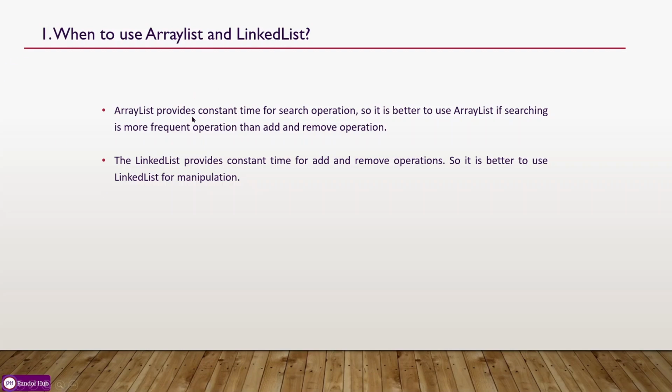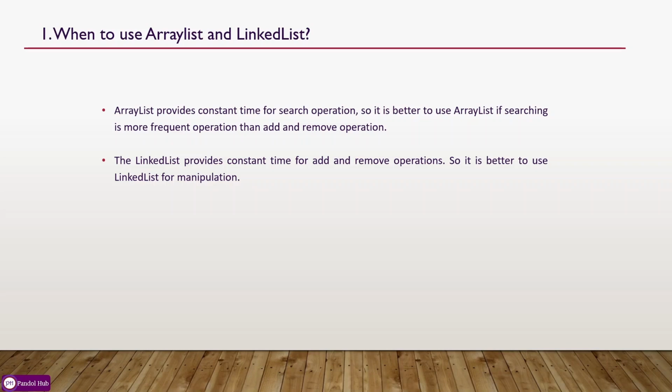Array list provides constant time for search operations, so it is better to use array list if searching is a more frequent operation than add and remove operations. The linked list provides constant time for add and remove operations, so it is better to use linked list for manipulation. So in the case of array list, if you're going in for searching of elements, accessing or searching is very fast in array list as it implements the random access interface.